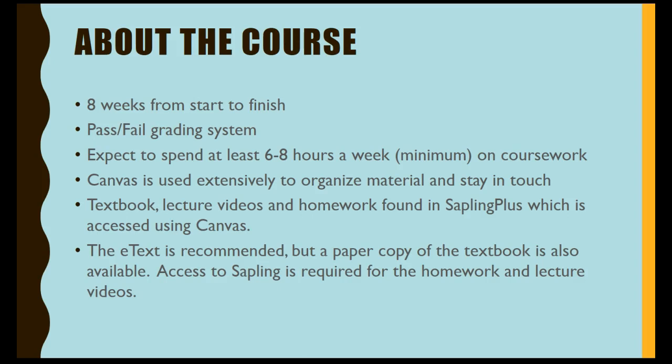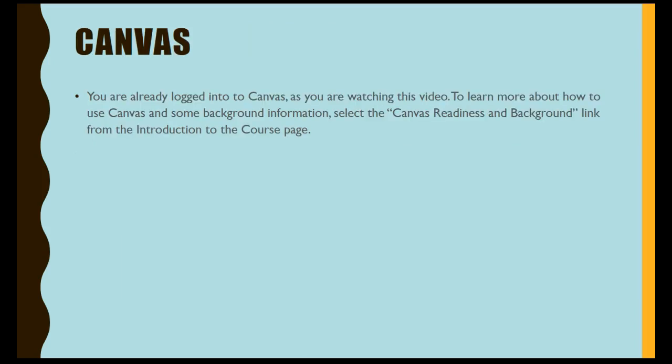I strongly recommend getting the e-textbook, but if you know that you are not someone who likes to use electronic textbooks, you can also get a paper copy of this textbook. It is in the bookstore. You can also buy it online. The details on the author, the name, the edition, all of that are in the syllabus of our course, which we'll discuss soon. You have to have access to Sapling, which is the homework site, in order to complete your homework and have access to the lecture videos.